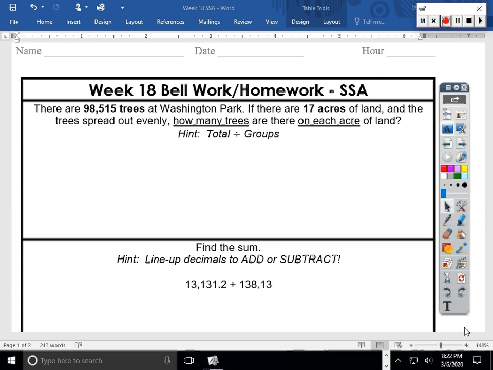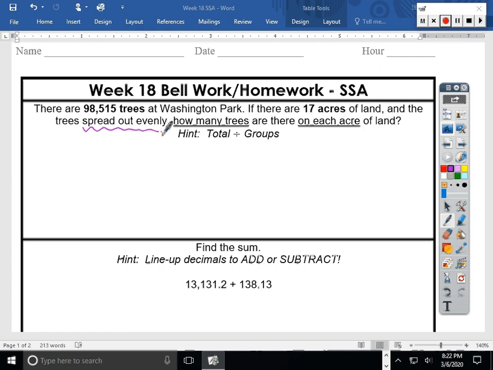So if you take a look here, your very first problem says there are 98,515 trees at Washington Park. If there are 17 acres of land and the trees spread out evenly, how many trees are there on each acre of land? So when I think about this, I'm thinking I can kind of picture or visualize, which is a good strategy in math, also in reading, that there are a whole lot of trees, 98,000 and some, and I'm trying to split them into equal acres. It says that they're spread out evenly.